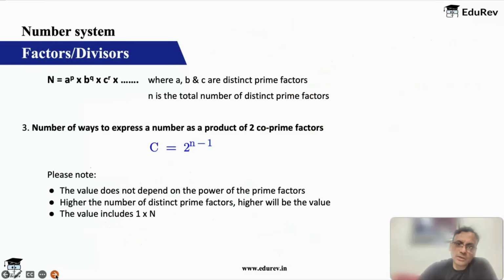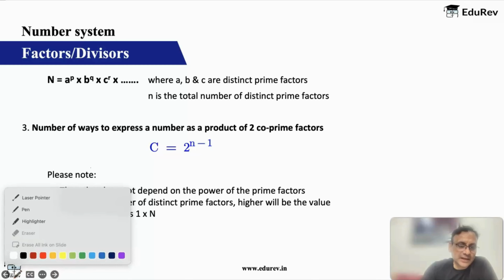So let's go to the third concept. Now here we have to find out in how many ways I can express a number as a product of two co-prime factors. If you remember, we had discussed co-prime in the first class and also the second class.